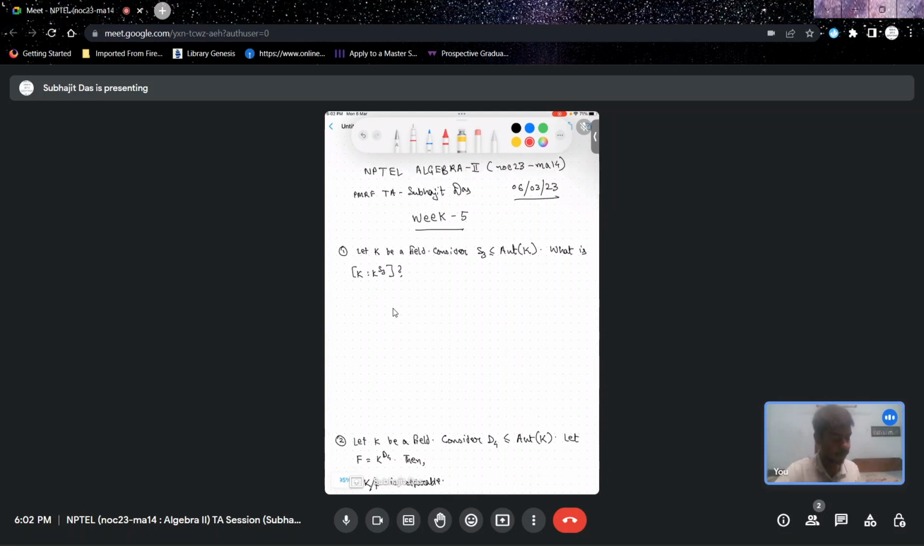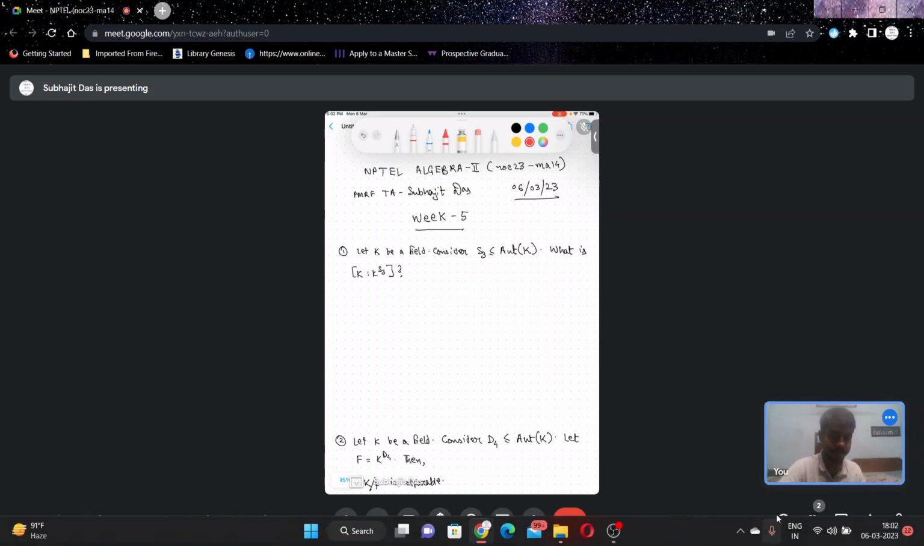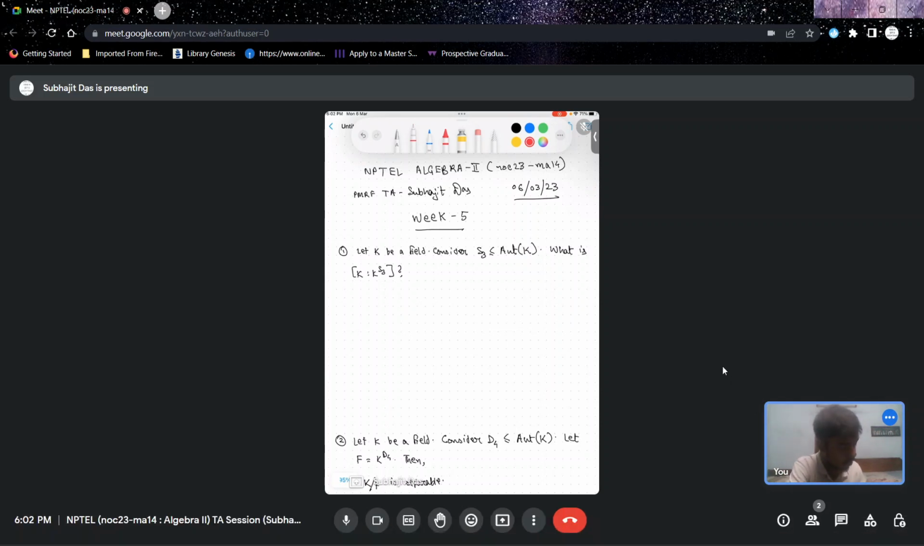Okay, so let us have a look at the first question. It says that suppose K is any field and suppose that S3 is a subgroup of the automorphism group of K. Then we need to find out what is the degree of K over K power S3. What is K power S3? As you can recall, it's just the fixed field of S3 in K. Okay, so what is it precisely?